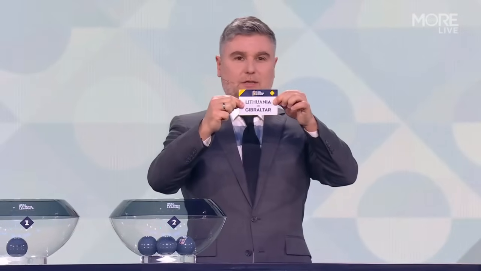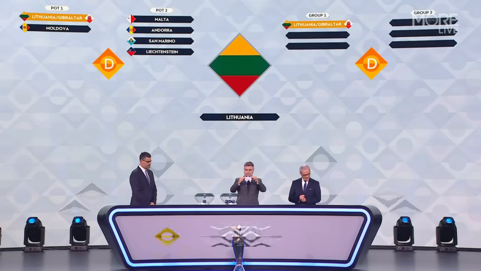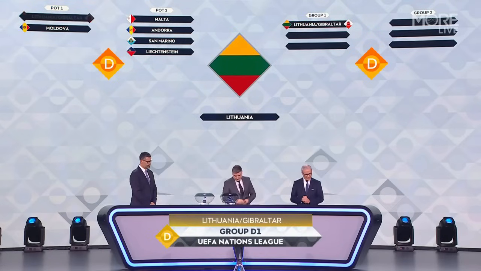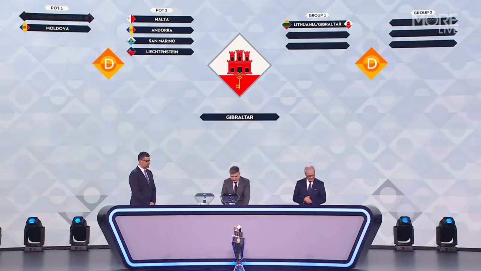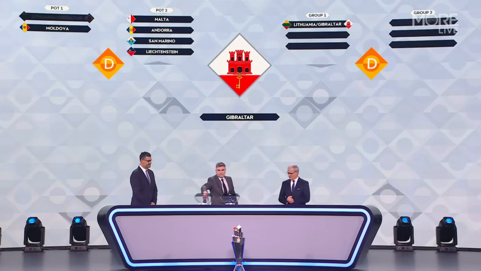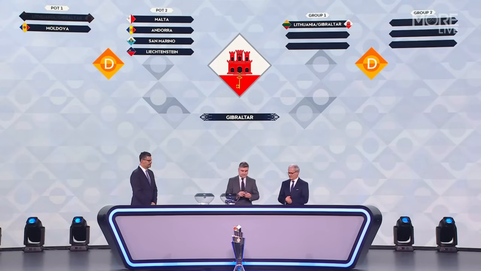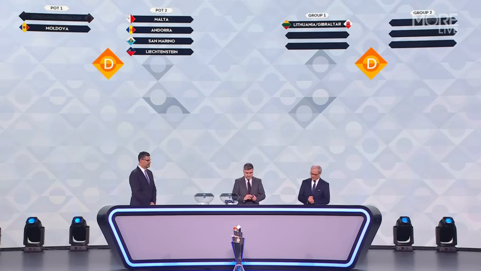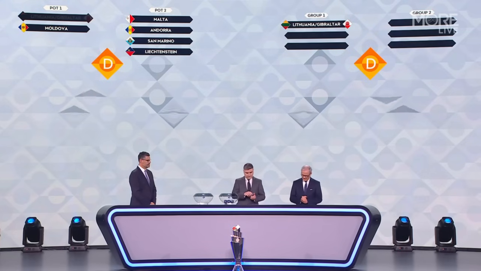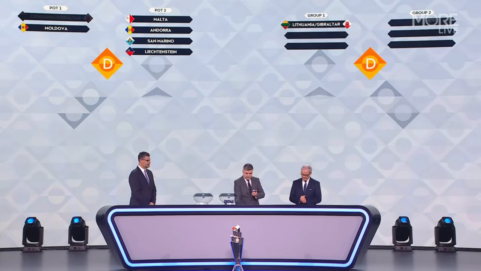Lithuania or Gibraltar? The draw starts with the team which will lose the playoff in March, Lithuania or Gibraltar, taking position obviously in Group D1. Now we need to see the other team of the pot. This team will, of course, captain Group D2. It's Moldova. And that is Moldova, Group D2 for Moldova.